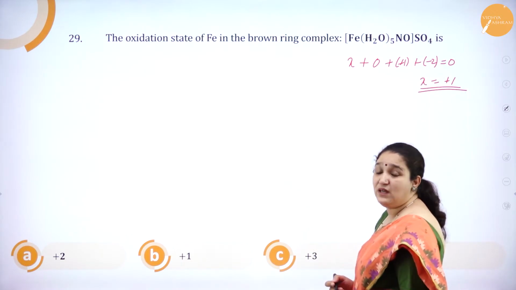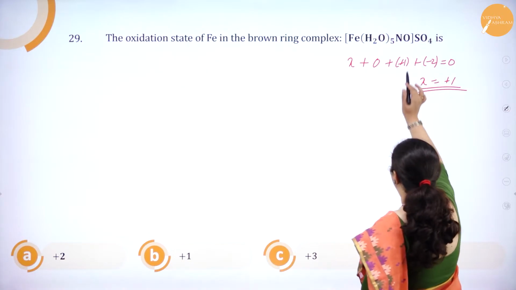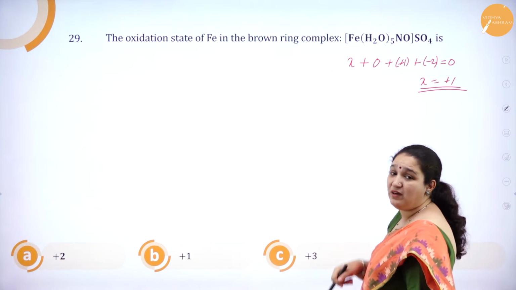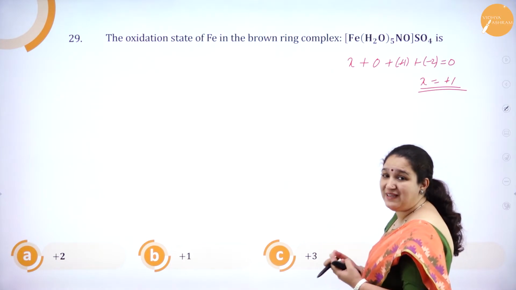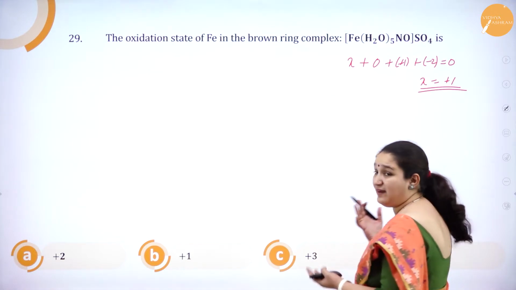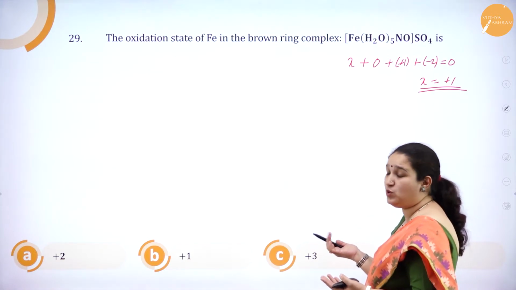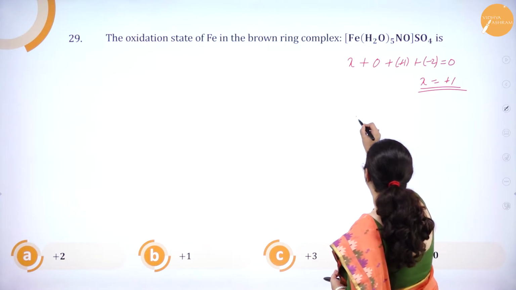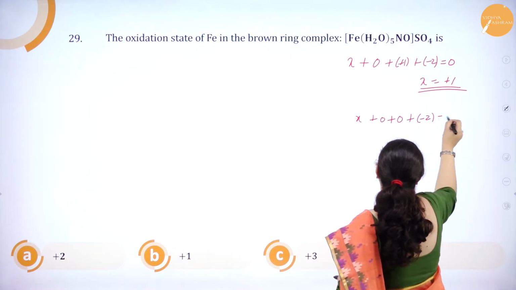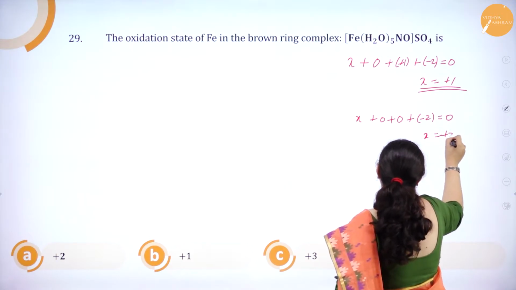Correct? Now that is if you know that NO, nitrosyl, is having a positive charge, the ligand is the one which is positively charged. But if you calculate just like nitric oxide, that is 0, it's neutral. If you calculate, what will you get? X + 0 + 0 + (-2) = 0. X is equal to +2.